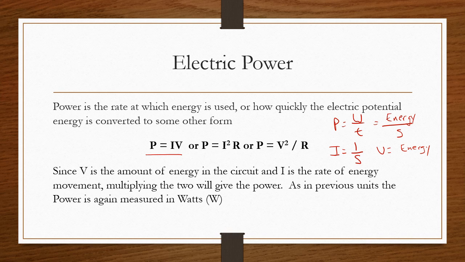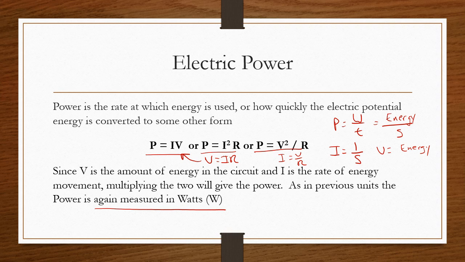So when you multiply I and V together, you're going to get the power, which is the rate of energy use, which again, just like before, is measured in watts. These other two equations, P equals I squared R and P equals V squared over R, are literally the exact same thing, just using the fact that in this case, we plugged V equals IR into this equation. So we end up with I times IR, so I squared R.